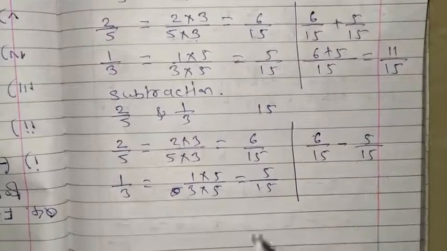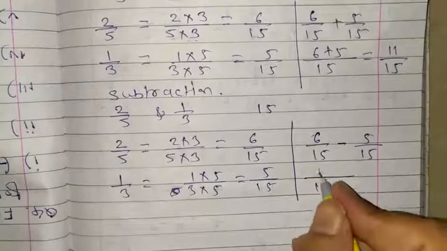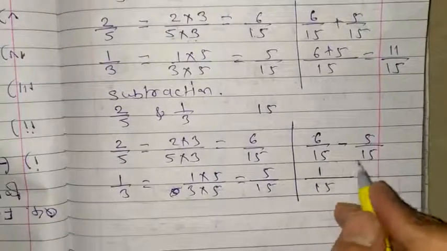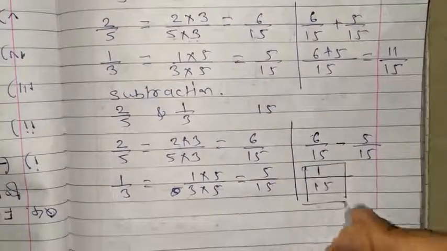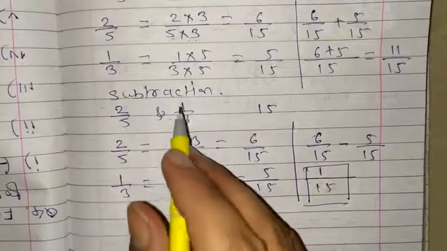Subtraction means minus. 15 stays as it is, and 6 minus 5 is 1. We have written 15 only once because the denominators are the same. So your answer is 1 upon 15. That is the difference between these two. That is known as a subtraction operation.